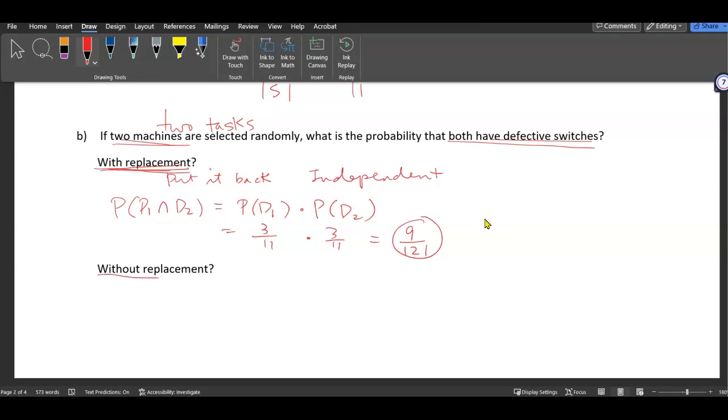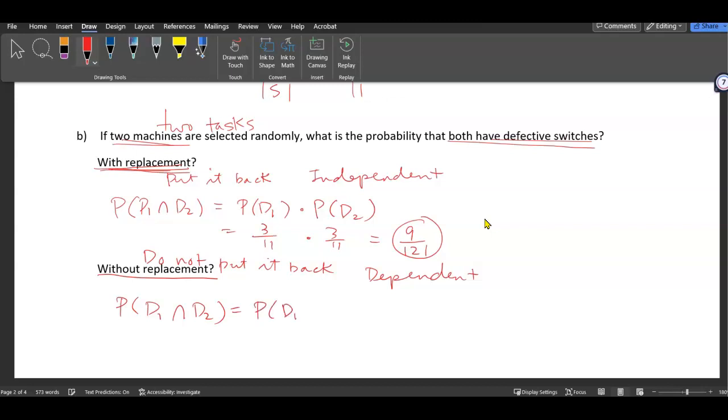Okay, but if you don't put it back, again, without replacement means you do not put it back. You keep that machine that's defective, right? So do not put it back. Because you do not put it back, your total number of machines changes, your denominator changes. So this becomes a dependent event, because it got affected by the first action, right? So your first one being defective, if you don't put it back, your total number of machines to choose from is different, right?